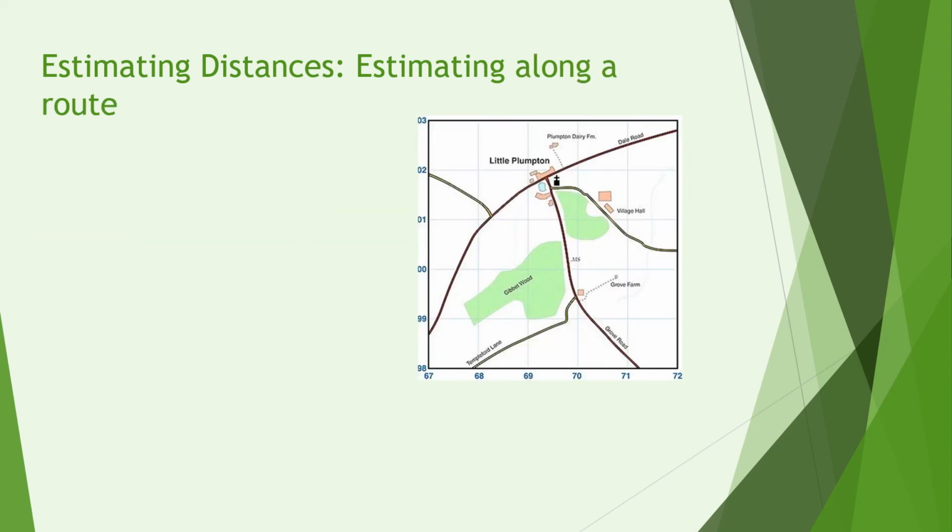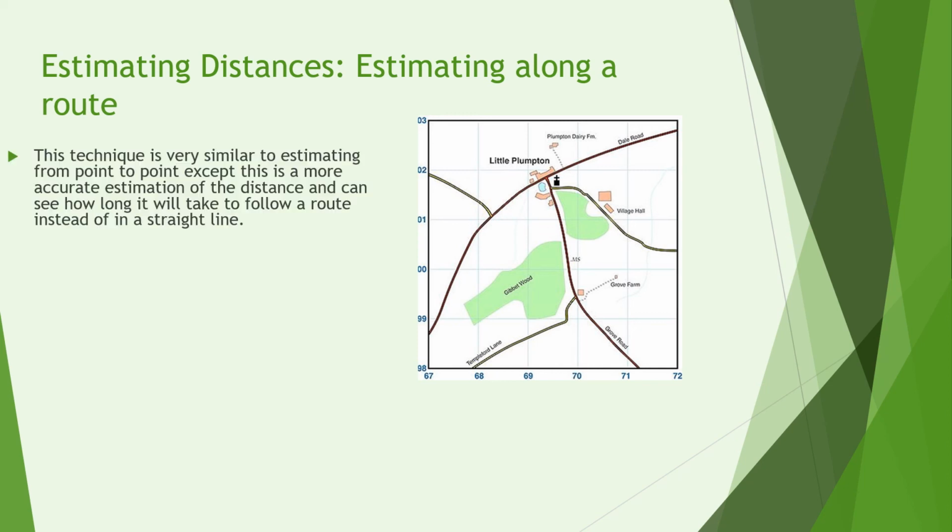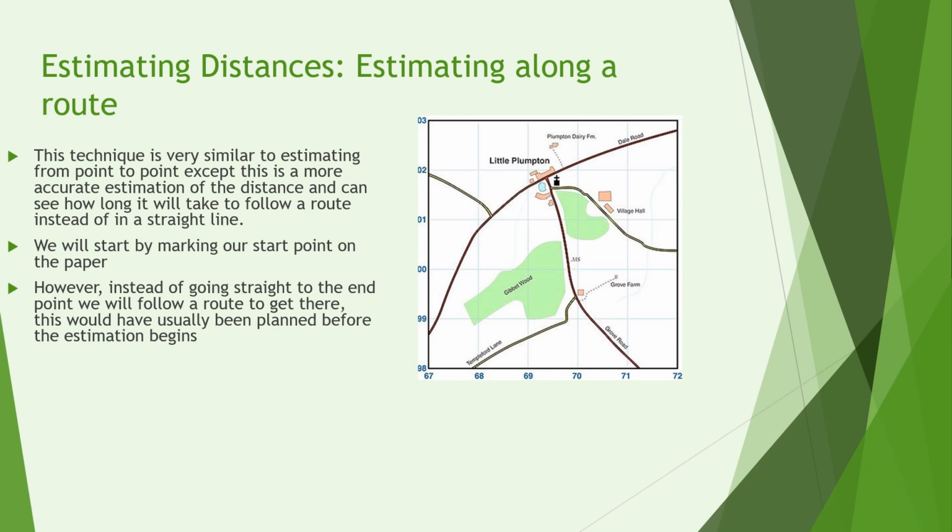So the third and most accurate way of estimating distances is estimating along a route. This technique is very similar to estimating from point to point, except this is more accurate. And we can see how long it would take to follow a route instead of a straight line. We'll start by marking our start point on a piece of paper. However, instead of going straight to the end point, we'll follow a route to get there. This would usually have been planned before the estimation begins.